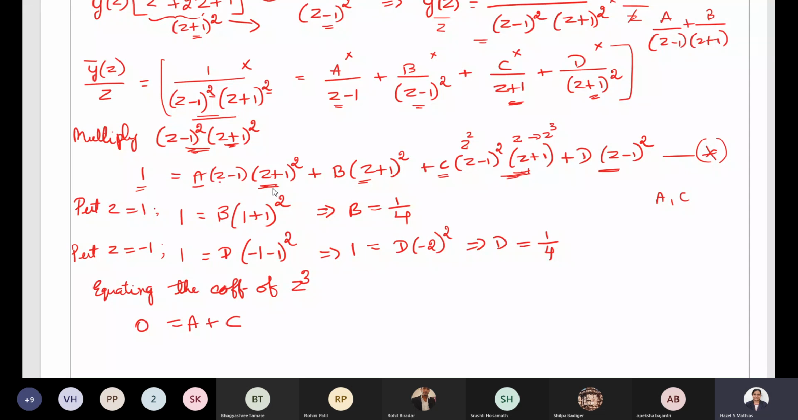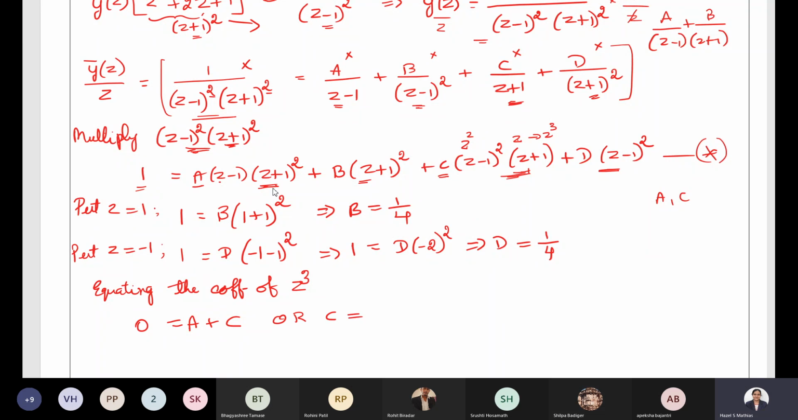And here also we will not get any cubic term. It will be z minus 1 whole square. So maximum power will be 2. So when we equate the coefficient of z cube, we get 0 equal to A plus C. Am I correct?